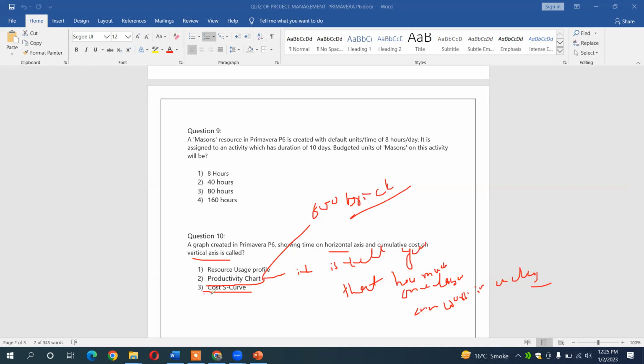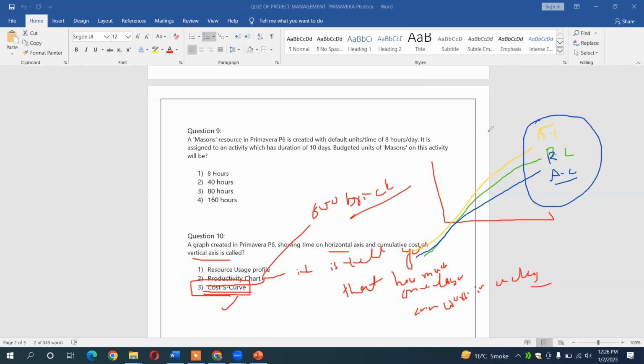So it is normally referred to the cost S curve, which tells you about the cumulative. What is actually the S curve? There are actually three graphs in the S curve. The first one tells you about the budgeted total cost, and the other one, in green, tells you about the remaining cost. The third one, in blue, tells you about your actual cost, what you actually give your labor. So these three things are normally covered in the S curve.